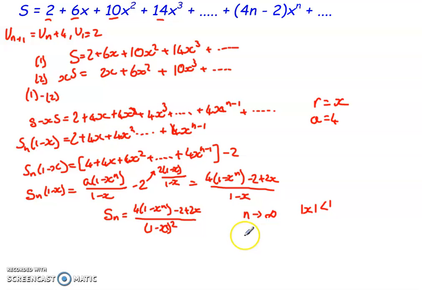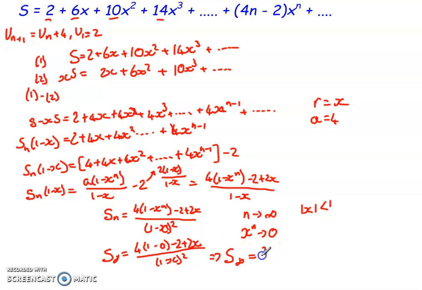So if I take that, what I can then say is fine, all these conditions are met, so x to the n tends towards infinity. If I then substitute that in, s to infinity equals 4, bracket 1 minus 0, just as we expected here, take away 2 plus 2x all over 1 minus x all squared. And if I sort the top here, I end up with 4 take away 2 plus 2x all over 1 minus x squared.